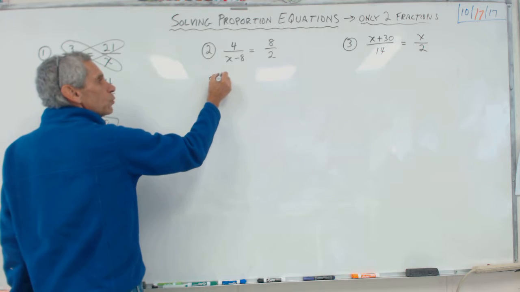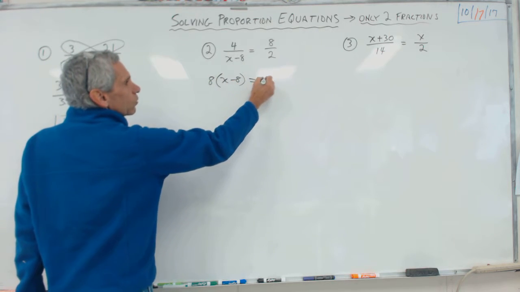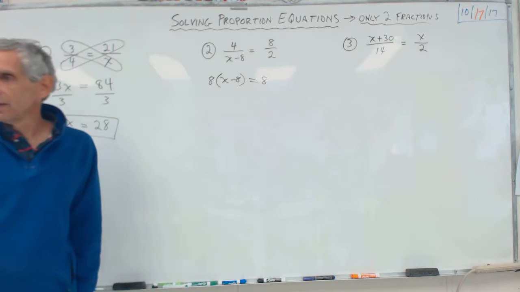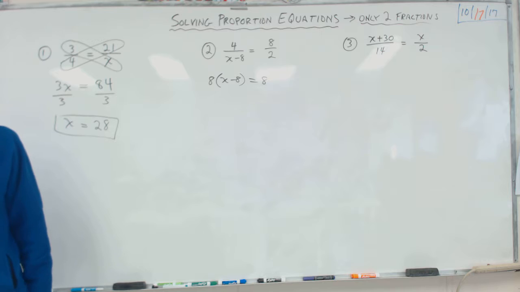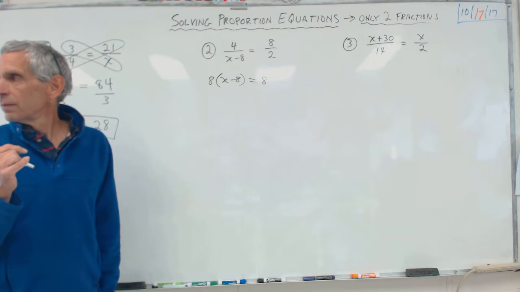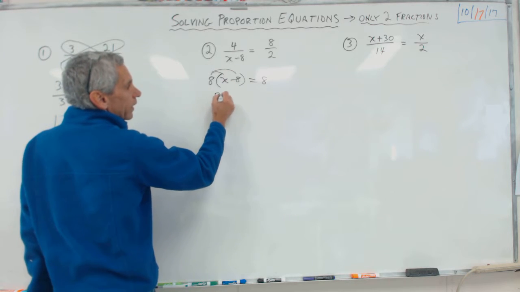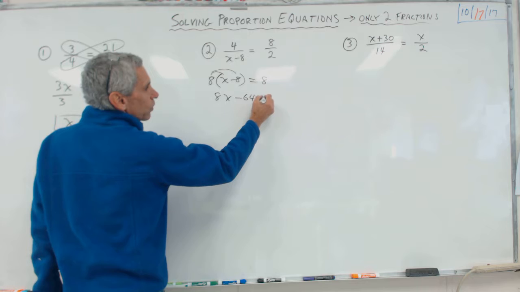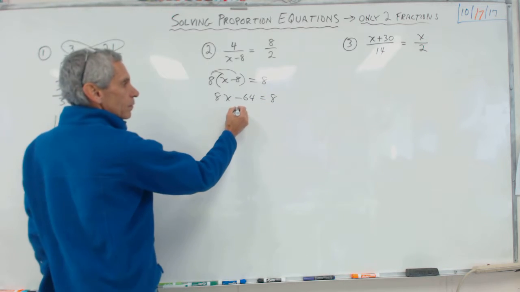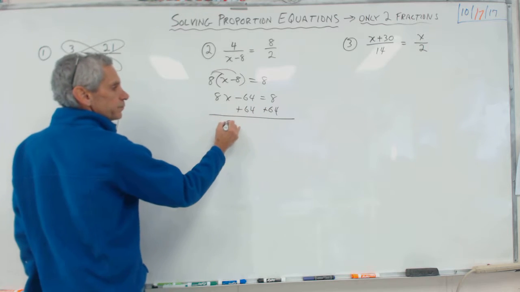I'm going to write 8 parenthesis x minus 8, is equal to 4 times 2, which is 8. Now what do I do? The distributive property. So we get 8x minus 64 is equal to 8. Now what do I do? Add 64. What does that give me?